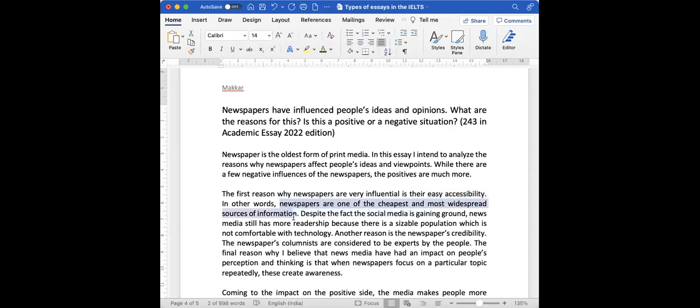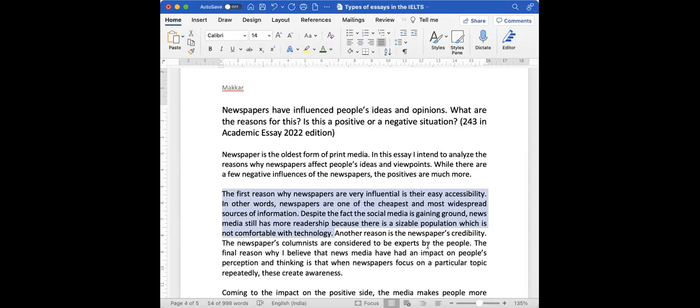Newspapers are one of the cheapest and the most widespread sources, despite the fact that social media is gaining ground. अब comparison देख लो news media का. Despite the fact that social media is gaining ground, news media still has more readership because there is a sizable population which is not comfortable with technology. मैंने newspaper पे focus करा है ना इससे? Yes, ma'am.